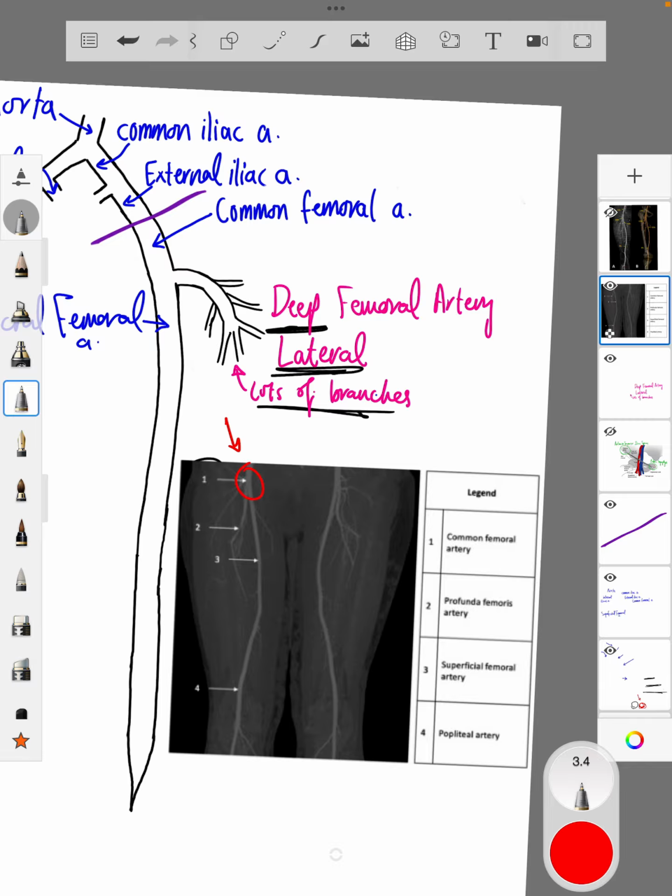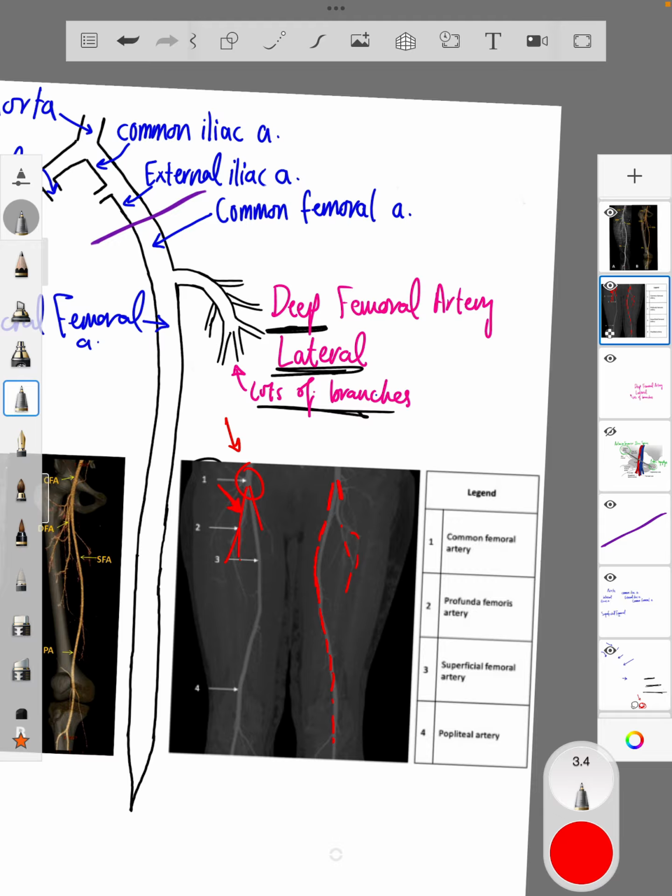You can see this is the common femoral artery, and it bifurcates into two. You can see the lateral over here. It has a lot of branches, and you can see on this side as well. See the lateral one, it has a lot of branches. Whereas the medial one, the superficial one, is more like a highway, and it keeps going down.